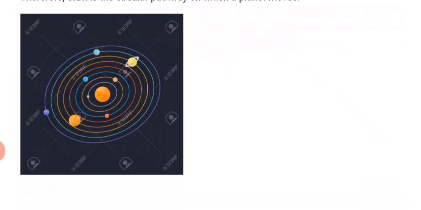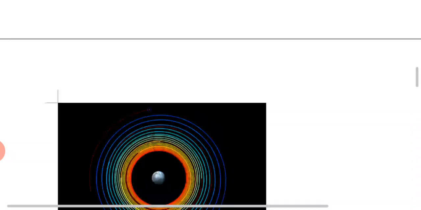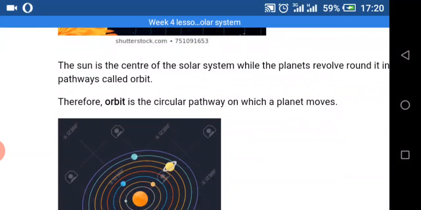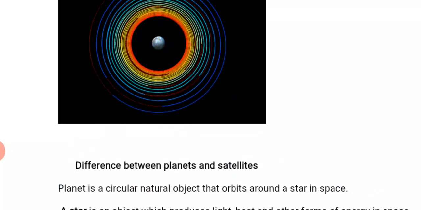Like Allah said in Surah Yasin, that the sun, the moon, all of them have their own path without any of them crossing each other's paths. So you can see this is the picture to show us the path through which the planet travels. And we say the orbit is the circular path on which a planet moves. That will lead us to the difference between planet and satellites.